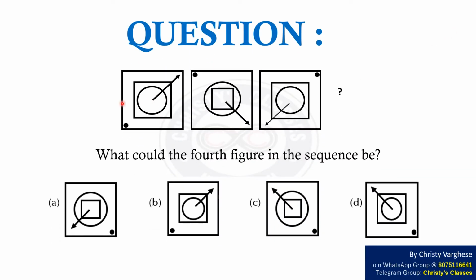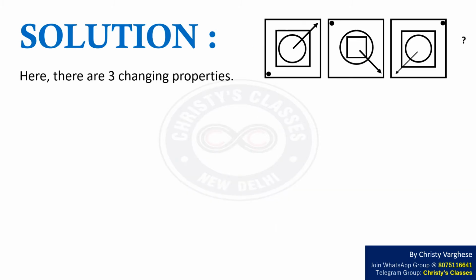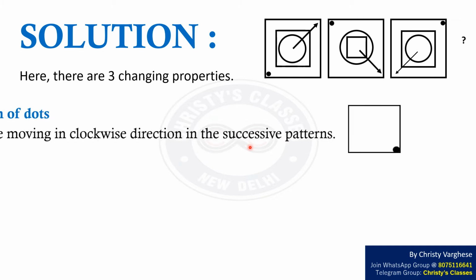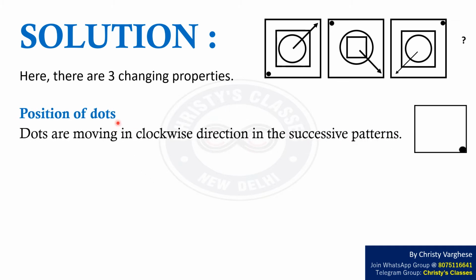Question. Given a sequence of 3 figures, which among the following options A, B, C and D could be the fourth figure? Solution. The given sequence has 3 changing properties. The first one is the change in position of dots.